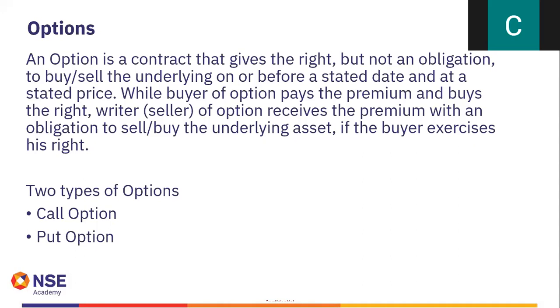Here again, like the buyer of a future and the seller of a future, you also have the buyer of an option and the seller of an option. The buyer of an option pays the premium and buys the right. The seller of an option will receive the premium and is also called the writer of the option. This seller will always be under the obligation to sell or buy the underlying asset. So the buyer who is paying the premium will have the right but not the obligation. The seller who receives the premium will have the obligation to sell or buy.